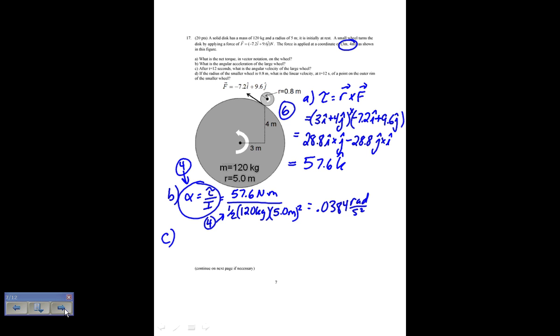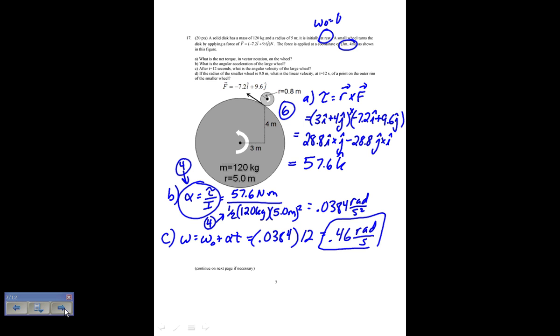In part C, I want to know what is the angular velocity of the large wheel after 12 seconds. Omega is equal to omega naught plus alpha t. I already have alpha, I have t, and omega naught, since it's at rest, is equal to 0. So this is just equal to alpha, which is 0.0384 times 12 seconds, which gives me 0.46 radians per second. That part of the problem was worth 4 points.